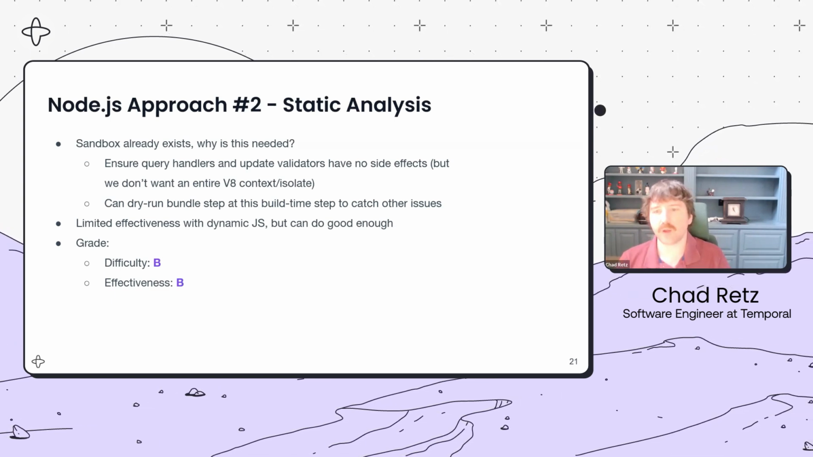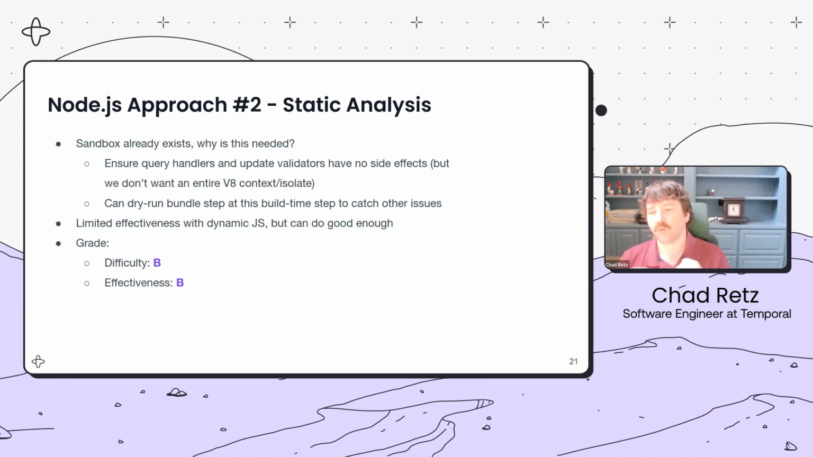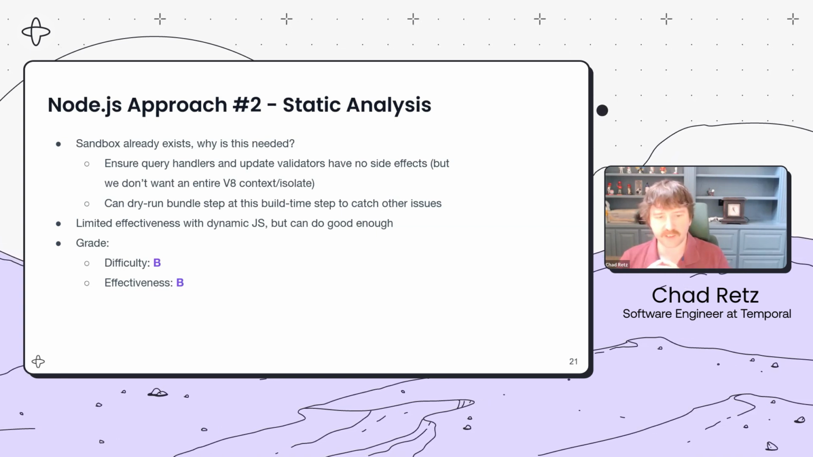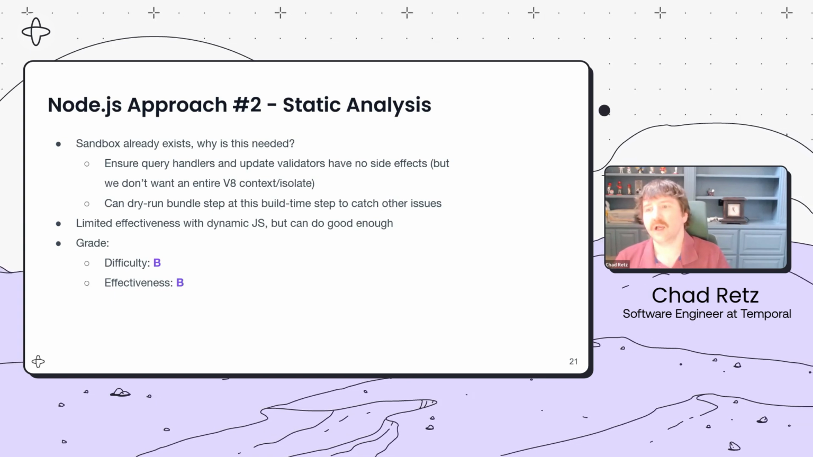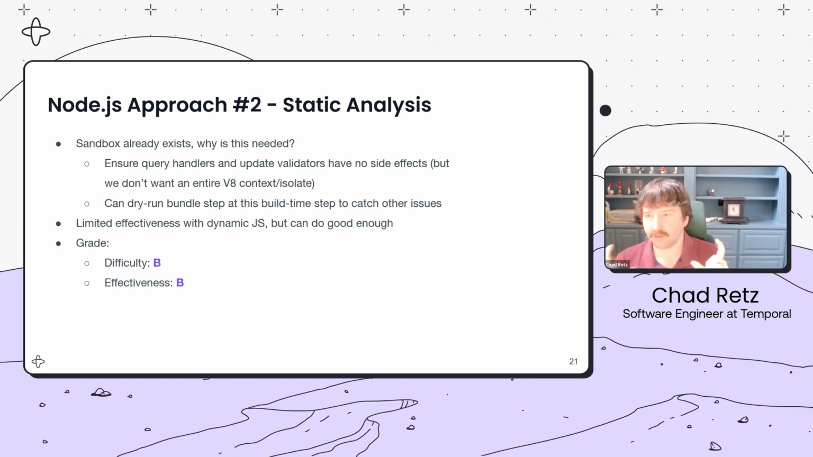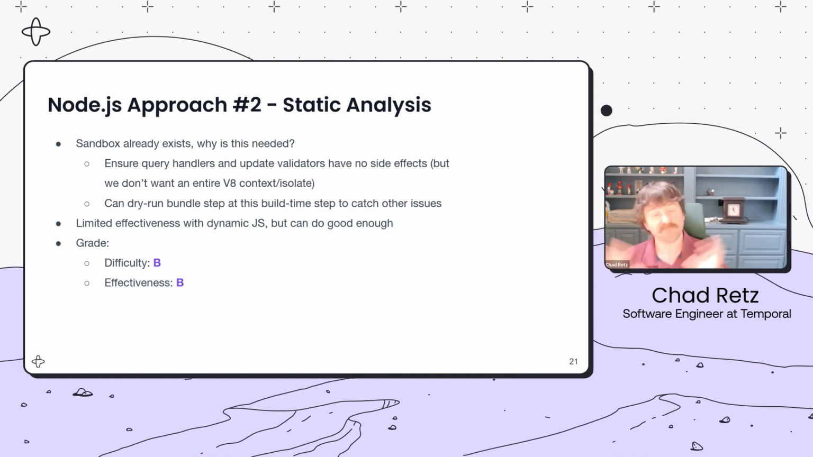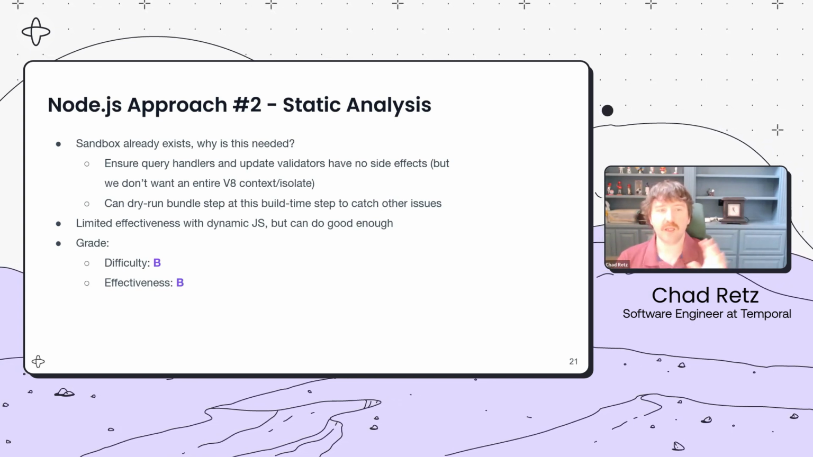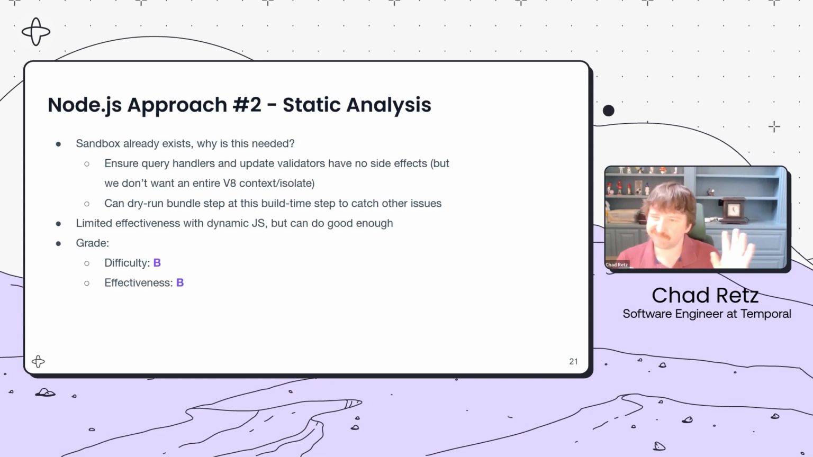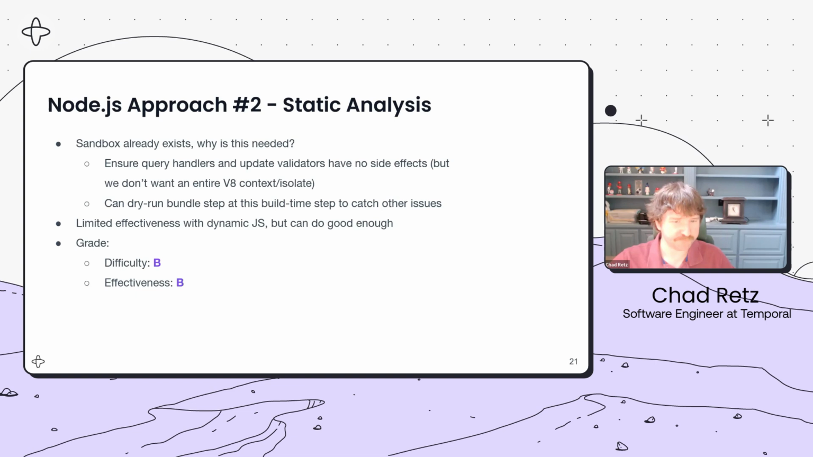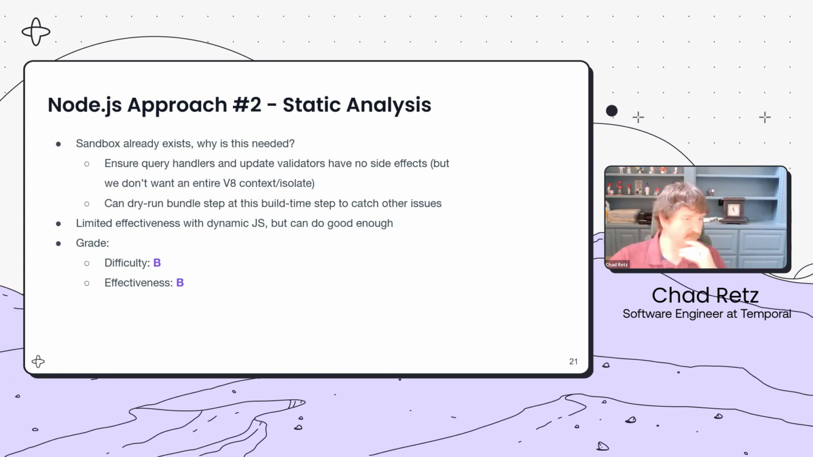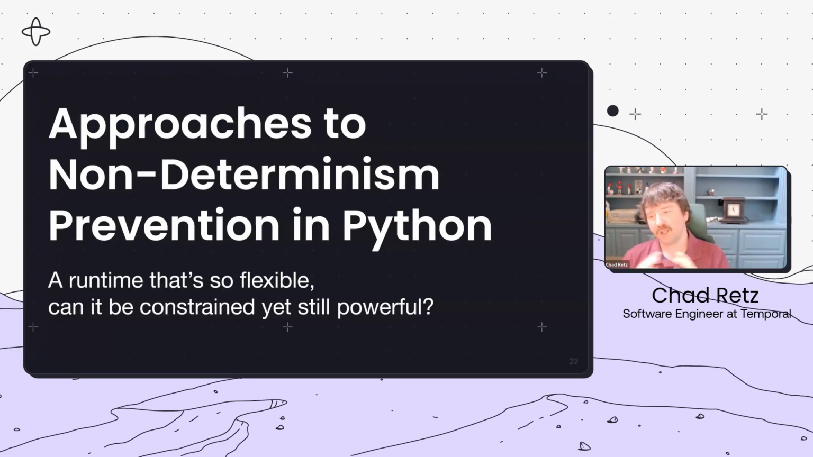So it is possible that we might write a static analyzer for JS and for the TypeScript SDK just to keep you from making side effects inside your queries that could cause some issues. But other than that, the sandbox mostly solves it. So this isn't that hard, but it's questionable how much benefit it has only for queries and update validators. So moving from Node.js, we now have Python.